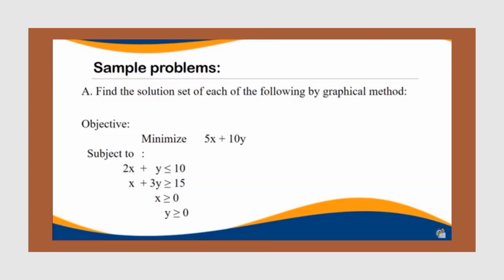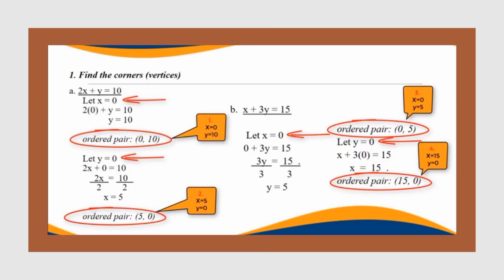Here we have our sample problem. Find the solution set of the following by the graphical method. Objective: minimize 5x plus 10y, subject to 2x plus y less than or equal to 10, and x plus 3y greater than or equal to 15. That is our constraints.